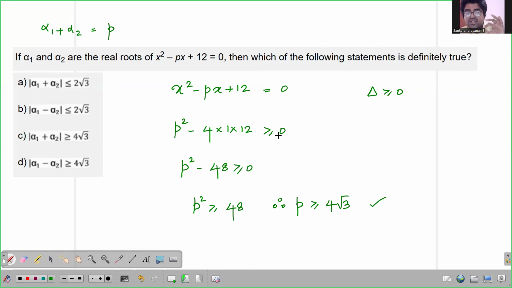So here the sum of the roots, alpha 1 plus alpha 2, I can consider equal to p. Yes, I can say this has to be greater than or equal to 4 root 3. You got the point? So for this question, which asks which of the following statements is definitely true, the sum of the roots is greater than or equal to 4 root 3. Option C is my choice.